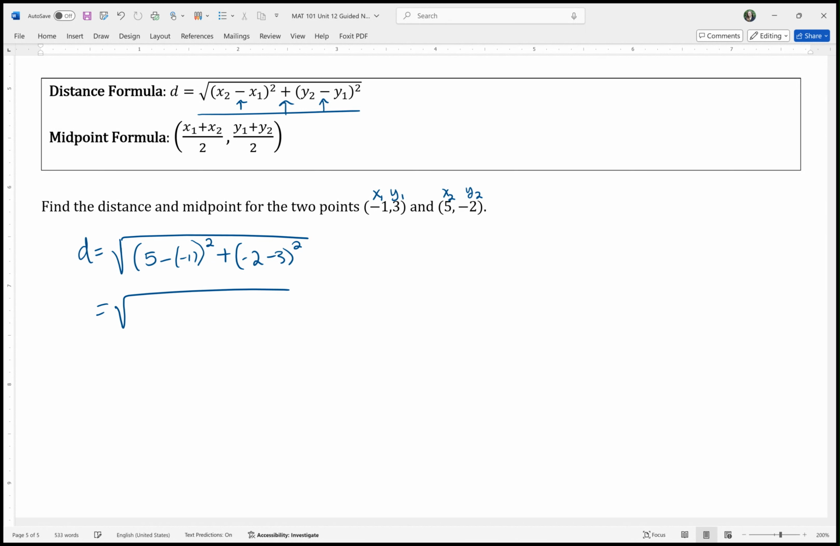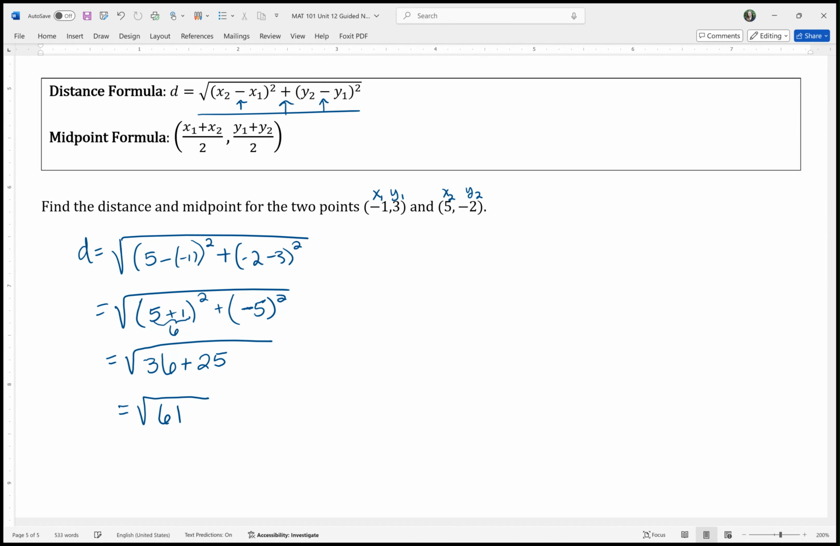Sometimes it simplifies great and sometimes it does not. It's just a matter of the number. So let's simplify this a little bit. We have 5, two negatives make a plus, so 5 plus 1 squared, plus -2 minus 3 is -5 squared. Simplifying more, 5 plus 1 is really 6, so 6 squared is 36. -5 all squared is 25. So this is going to be the square root of 36 plus 25, and that is 61.